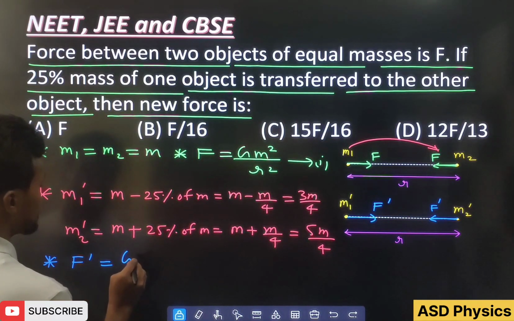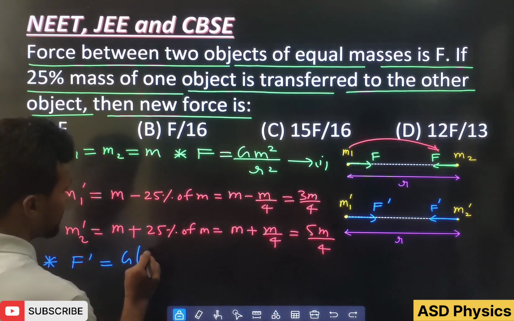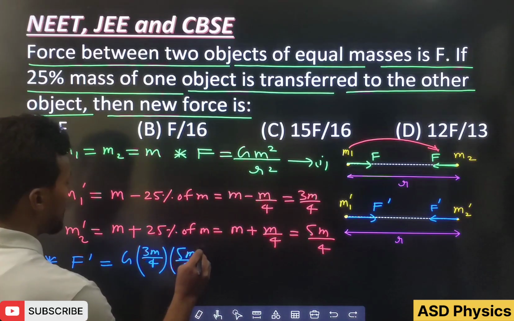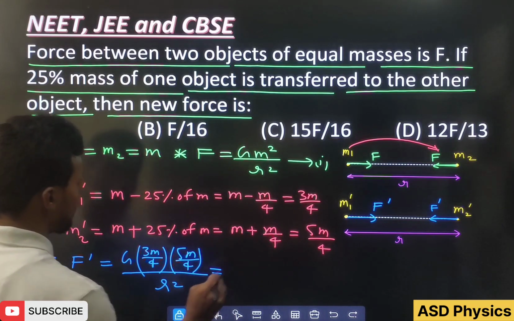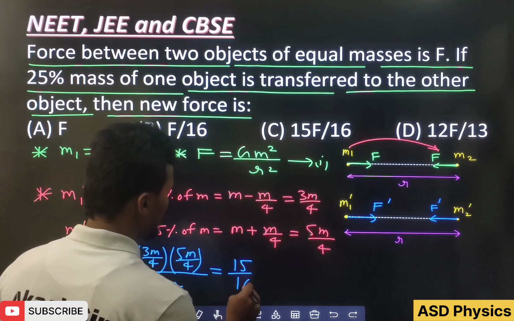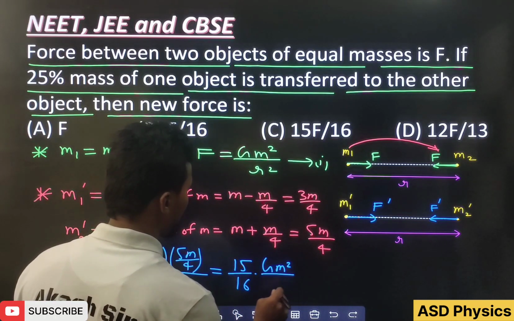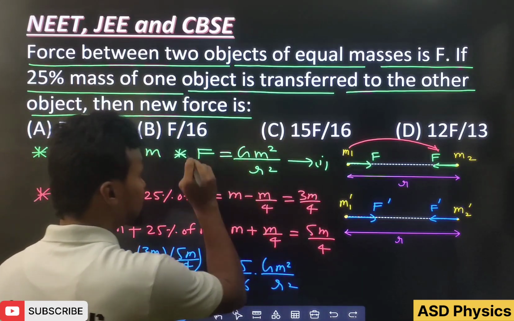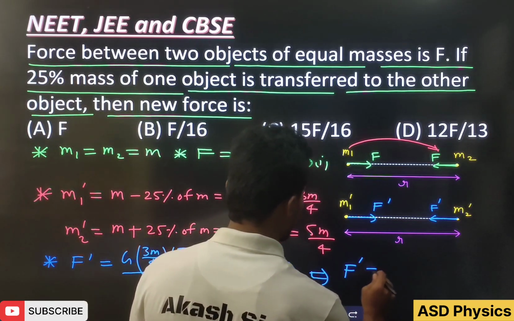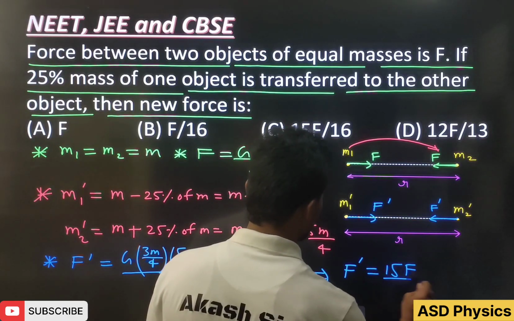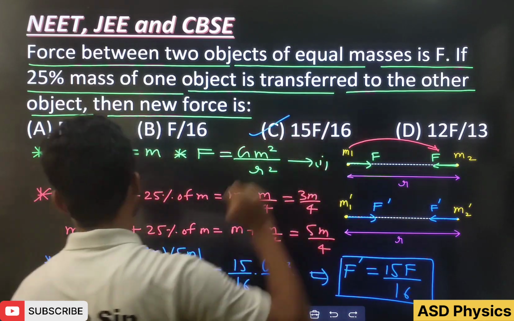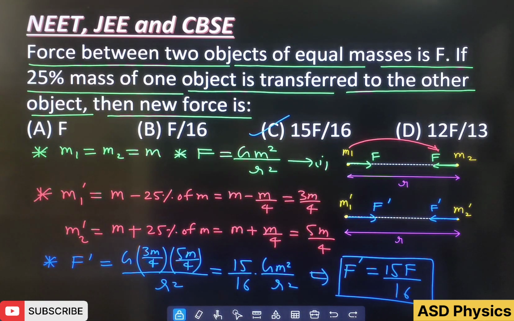So what will be F dash? G, and the masses are 3M by 4 and 5M by 4, and distance between them R square. So 5 into 3, 15, 4 into 4, 16. We can write 15 by 16 GM square by R square. But what is GM square by R square? F. That means this F dash is equal to 15F by 16. The correct option is here. Option C is the answer. Great.